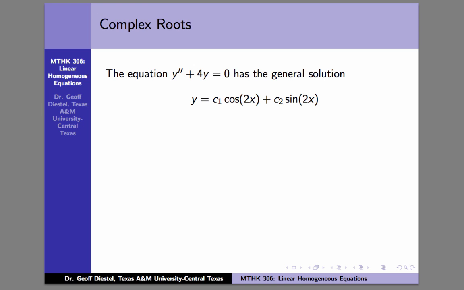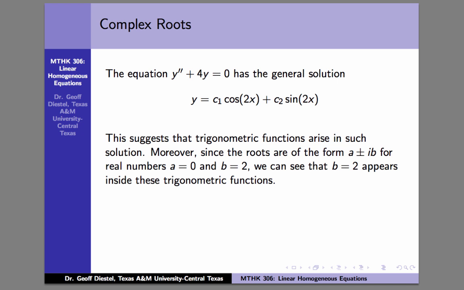So going back to this simple example, we found by simple observation two solutions, cosine of 2x and sine of 2x. From our knowledge of linear differential equations, we know that we can form the general solution by just combining these two and putting in some constants c1 and c2. So this is the general solution. What we want to observe, though, is the important thing. Remember what the roots of this characteristic equation were.